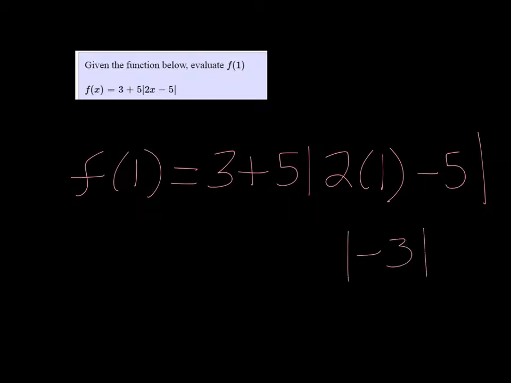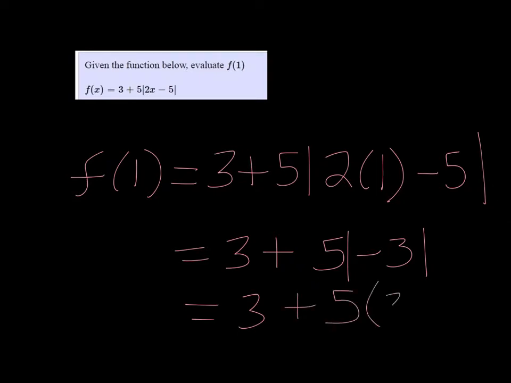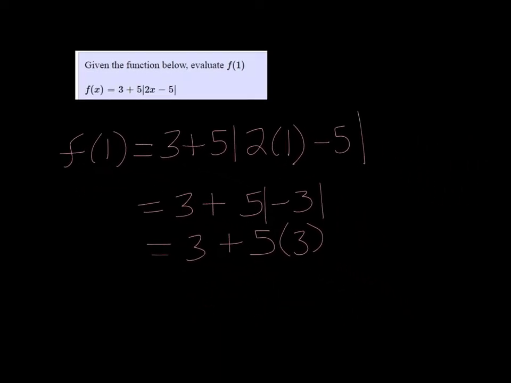So I get negative 3, and absolute value times 5 plus the 3. So 3 plus 5, and then the absolute value of negative 3 is positive 3. And 5 times 3 is 15. So I get 3 plus 15, which is 18.